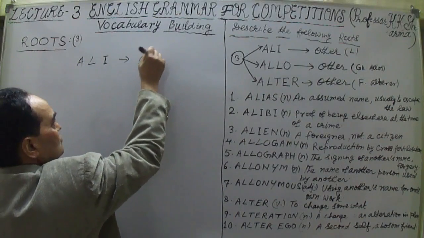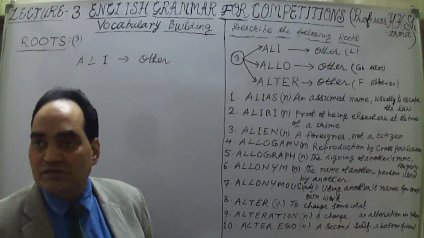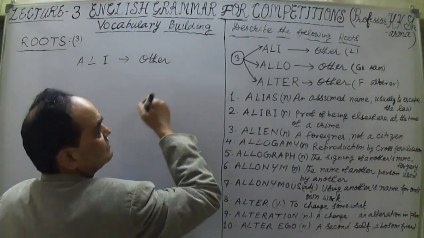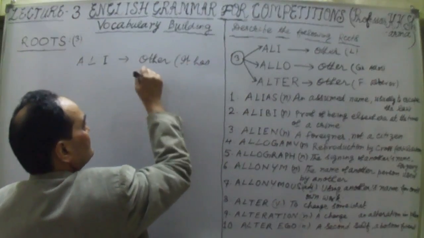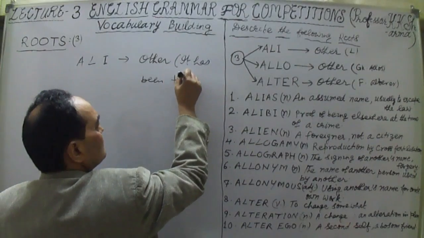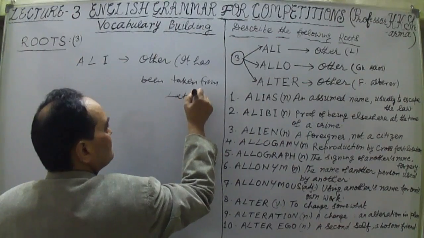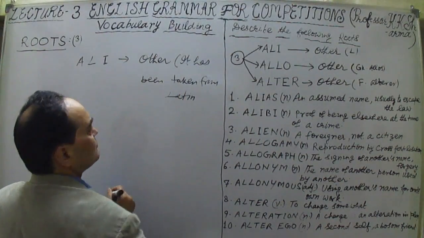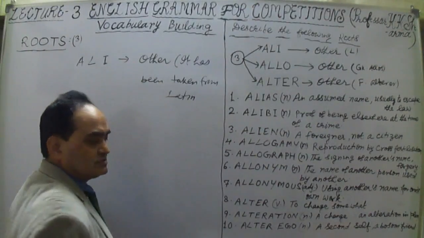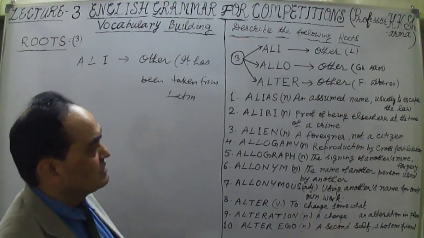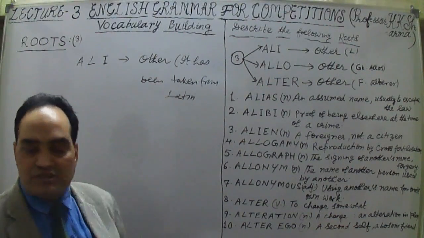All the three mean other, and the etymology is that it has been taken from Latin. And the proper Latin word of this, for example, we say alias. This alias word is for other. Okay, that is for an assumed name. Actual name is not given, but an assumed name is there.